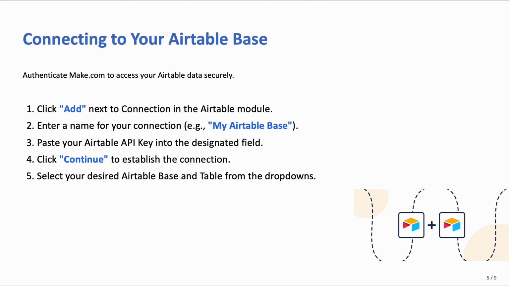So guys, click add next to the connection in the Airtable module and enter a name for your connection. Paste your Airtable API key into the designated field and click the option of continue to establish the connection. Select your desired Airtable base and table from the drop-down menu.